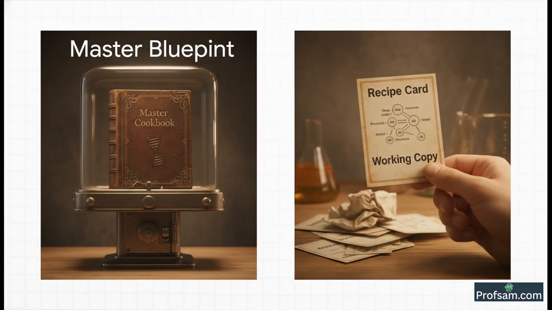So the most important takeaway from this is very simple. DNA is the permanent master blueprint and it is safely stored. RNA is the temporary working copy that carries the instructions from the blueprint to the construction site.